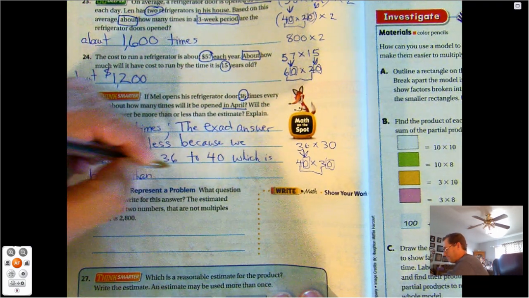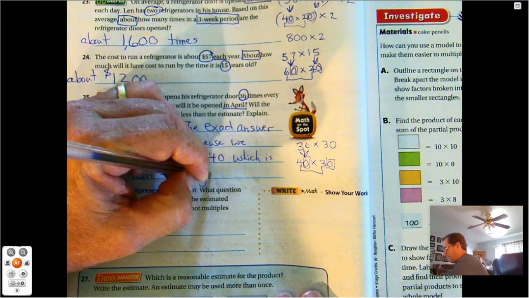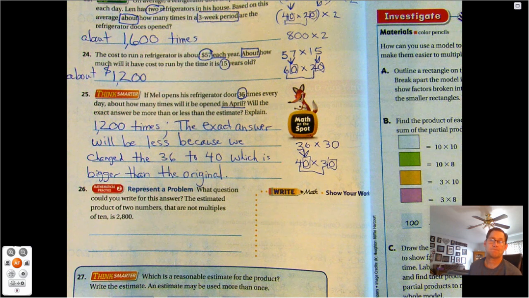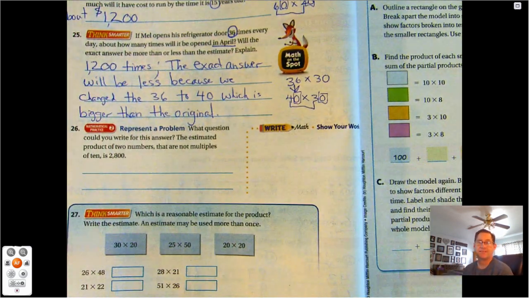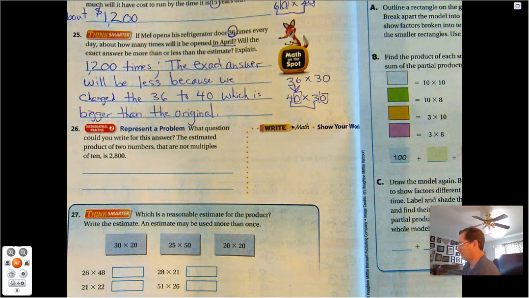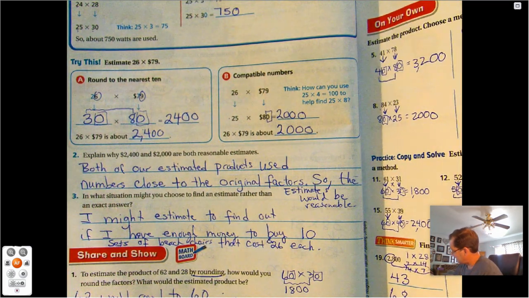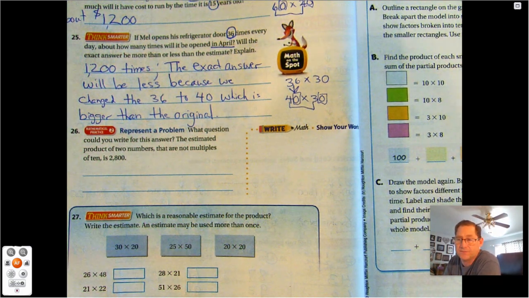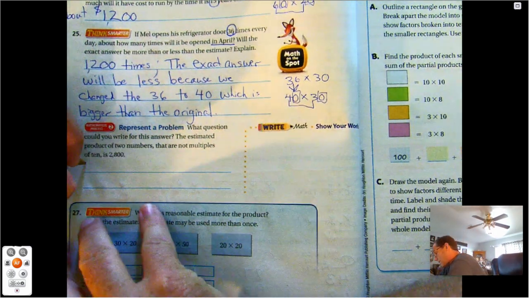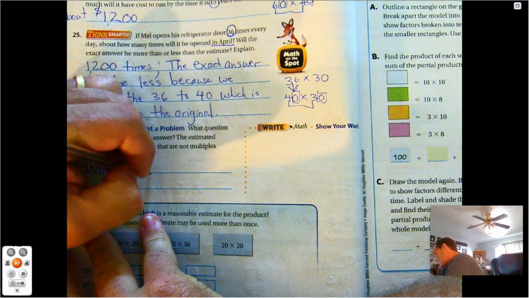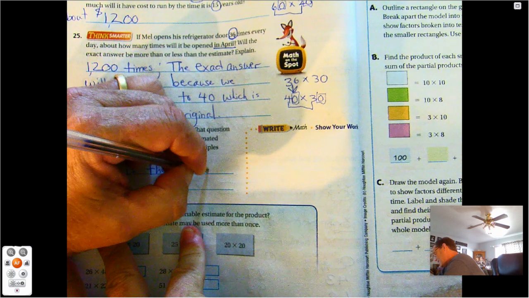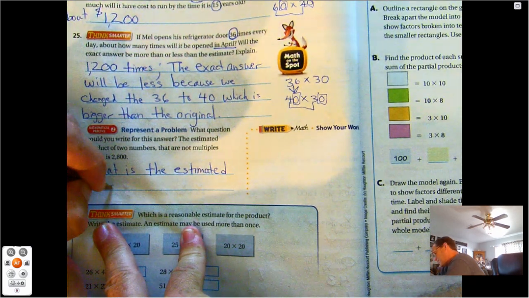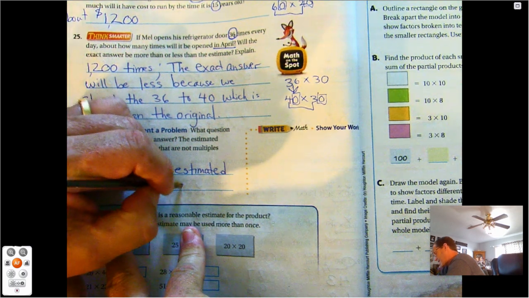All right, 26. What question could you write for this answer? The estimated product of two numbers that are not multiples of 10 is 2,800. So this is like the problems we've been doing on 19 through 22, where we want the value when we round the numbers to be something like 70 times 40. Okay, so it's basically, what is the estimated product of 43 and 68? Okay, so 43 would get rounded to 40, 68 would get rounded to 70.